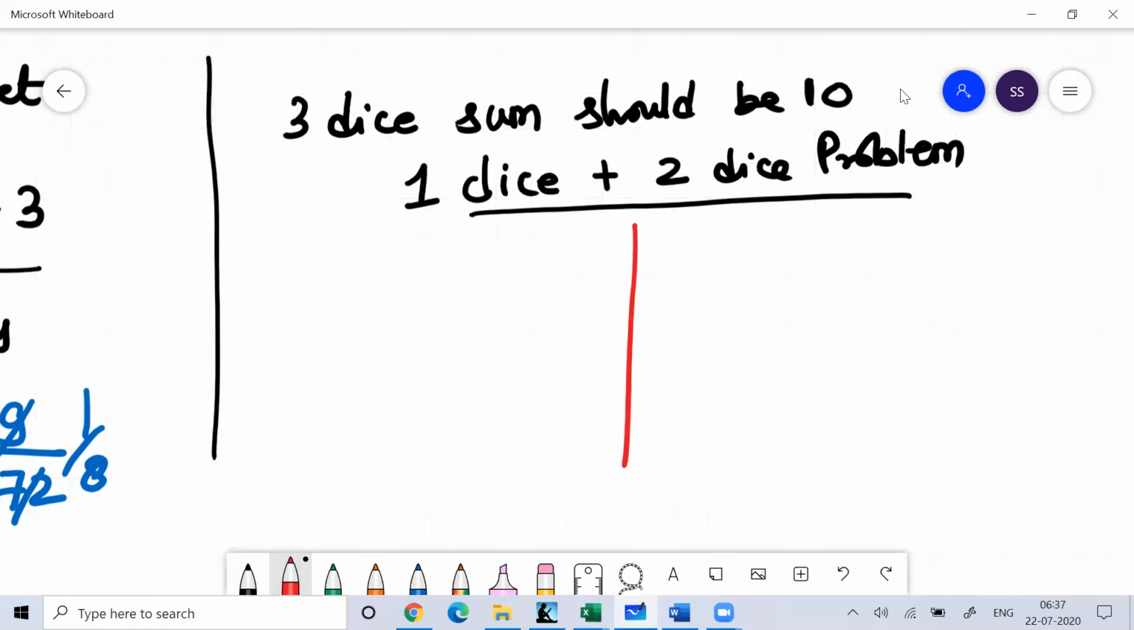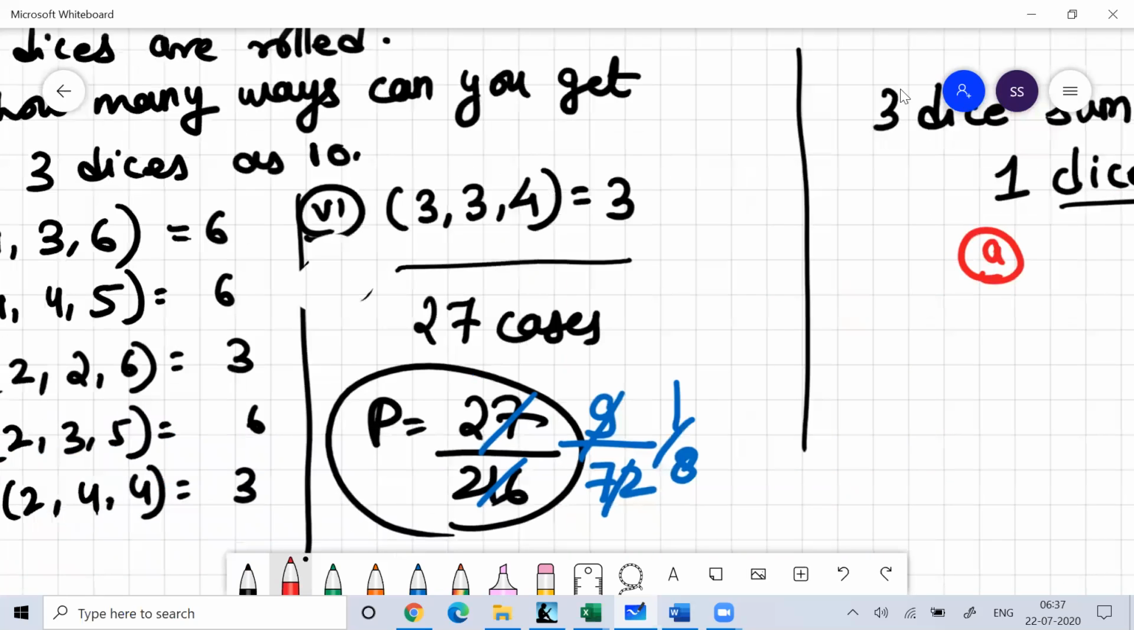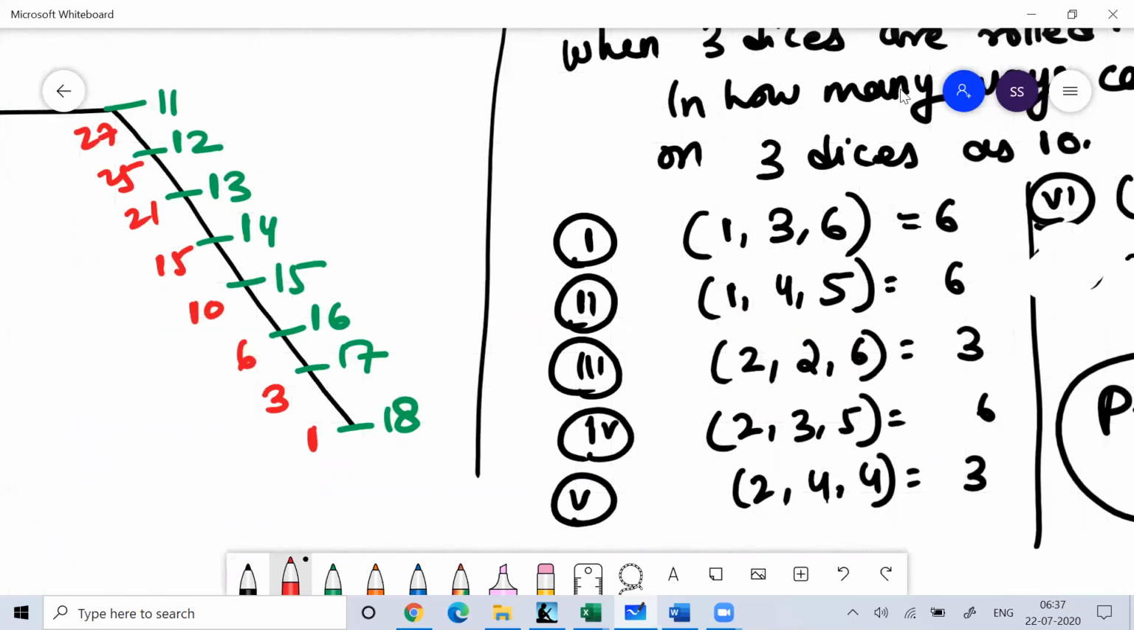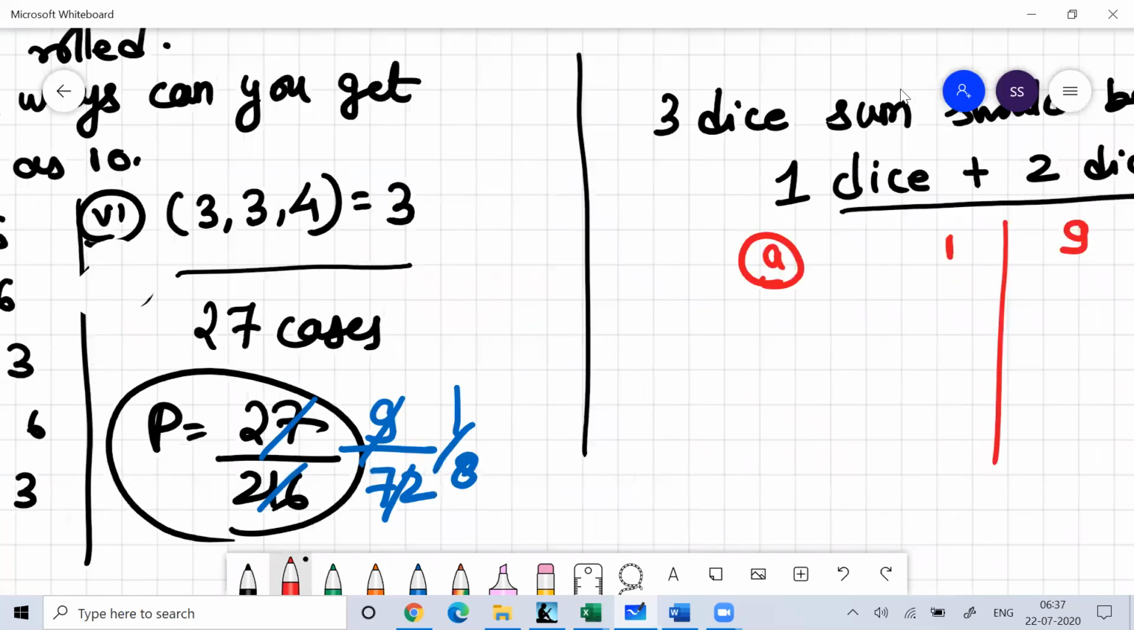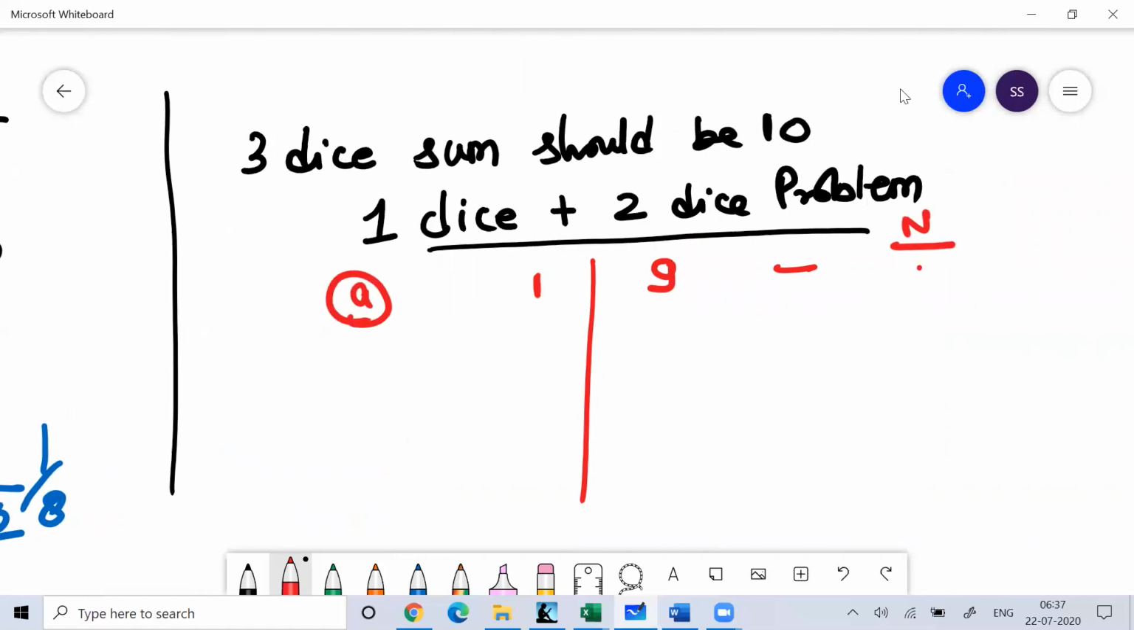So think, in 1 dice, if you get the value 1, this is 1 case. So here how much should you get on 2 dice as the sum? On 2 dice you should get the sum as 9. So think about the number of ways. On 2 dice, in how many ways can you get sum 9? If you know that, this would be 4 ways.